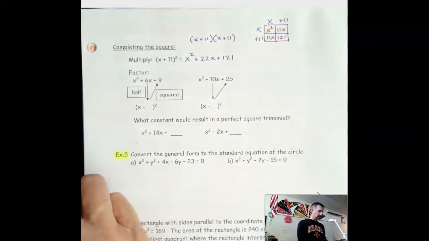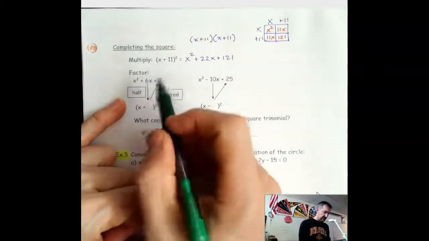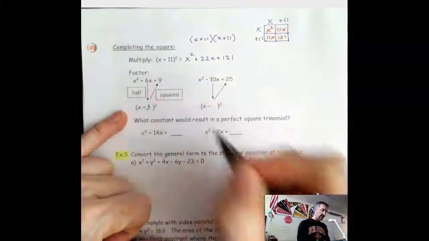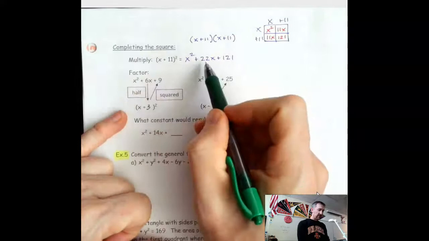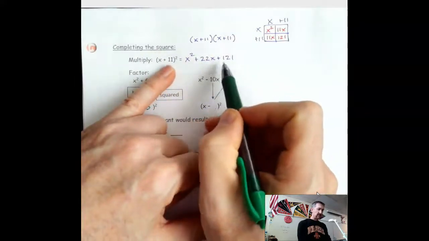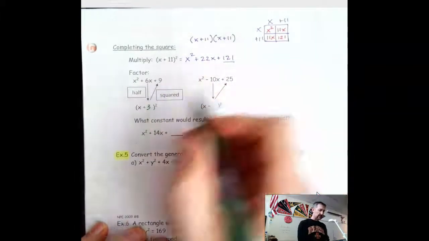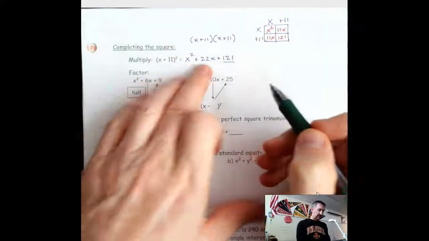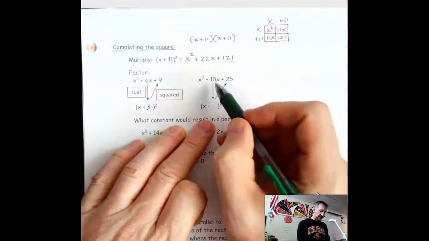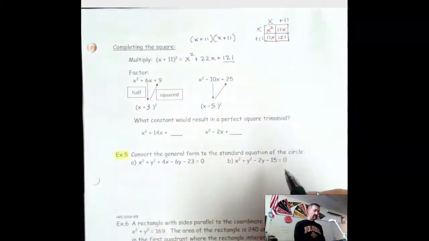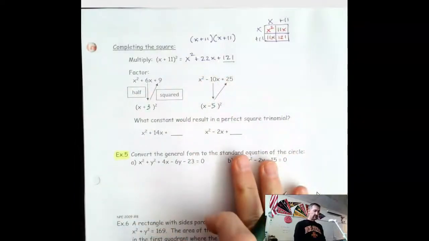Okay, so if we look at some of these relationships here, if we factor this, so if we take half of this and square it, we get that. So if you go backwards from here, you take half of that, 11, and square it, you get 121. So it's trying to understand the relationship between a perfect square trinomial. So here, same thing. So half of that would be -5, and squaring that, we would get 25. So we're really trying to focus on that relationship here.